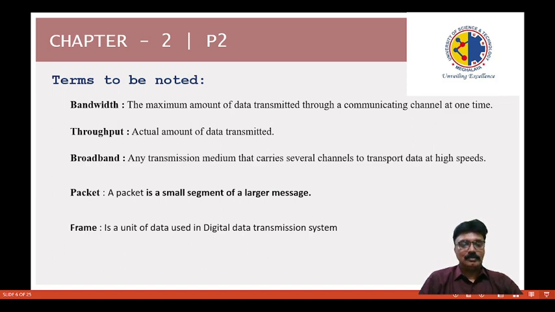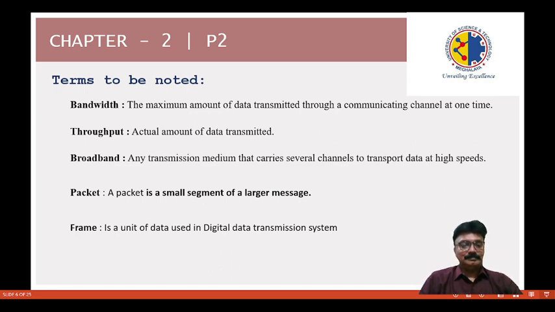Throughput, the actual amount of data transmitted, that is throughput. Broadband, any transmission medium that carries several channels to transport data at high speed, that is called broadband. Then these two terms, packet and frames. Generally we use these terms in many situations. Packet is a small segment of a larger message. It is a small segment, a small unit, sometimes we even say packet data unit. So packet is a small segment of a larger message.